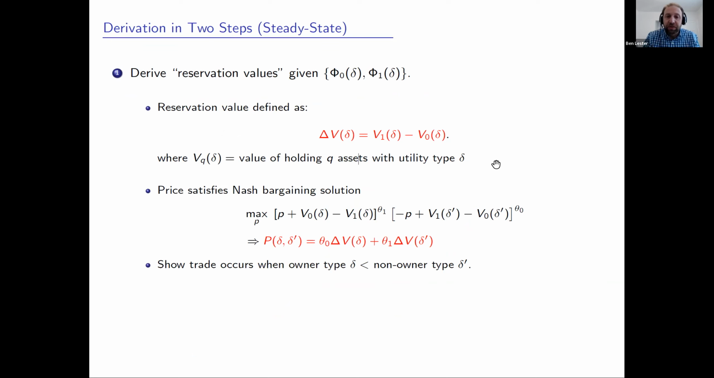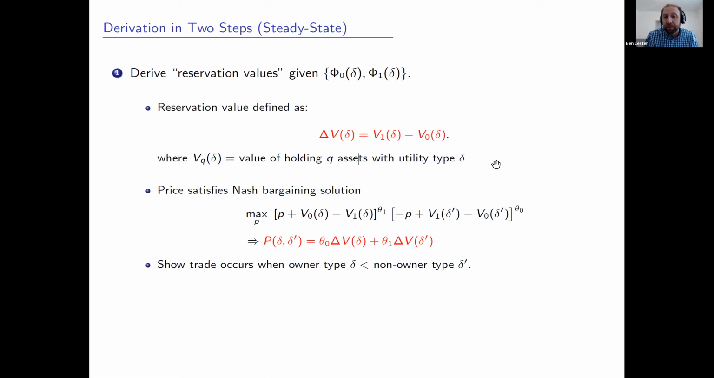Again, I'll remind you from last week, the reservation value is the difference between V1 of delta and V0 of delta. V1 of delta is the value function, the expected discounted value of holding one unit of the asset when your current utility type is delta. And V0 of delta is the expected discounted value of holding no assets right now when your current utility type is delta. We basically are not going to talk about V1 and V0 separately for the rest of the time.